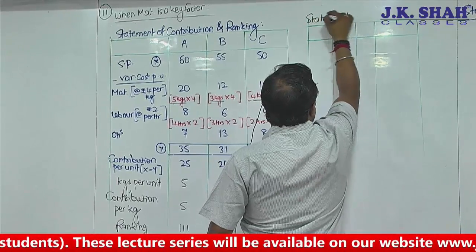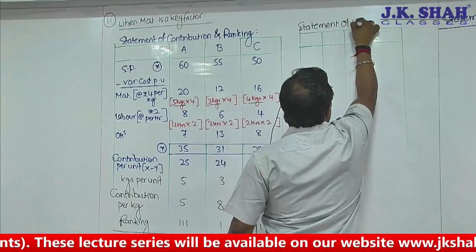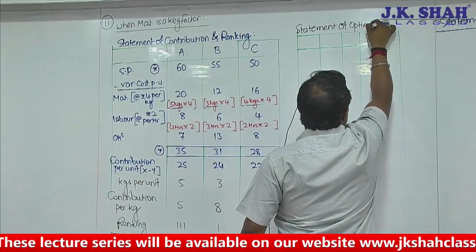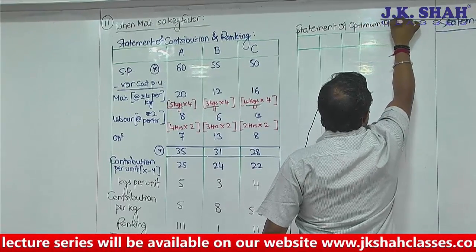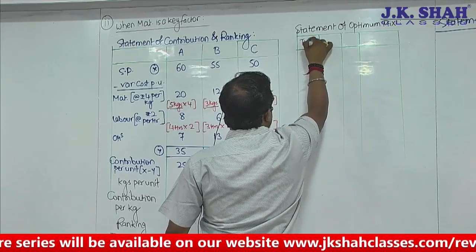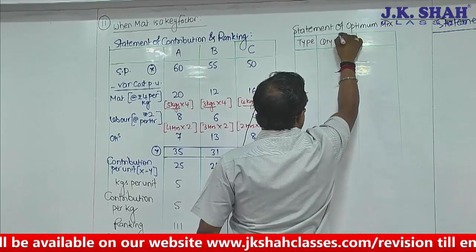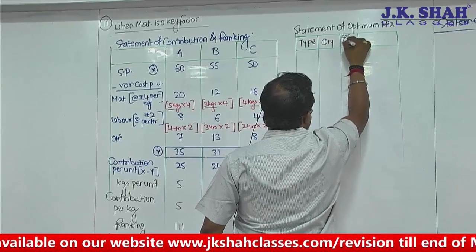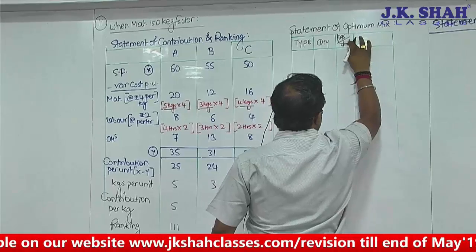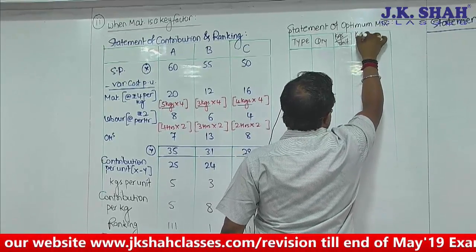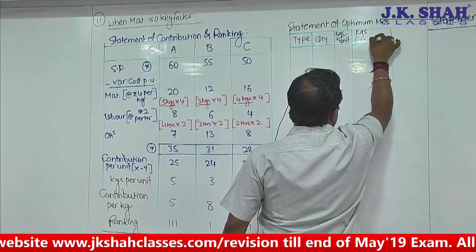Statement of optimum mix. Type, quantity. This time I'll go for kgs per unit, and that will give me total kgs consumed.